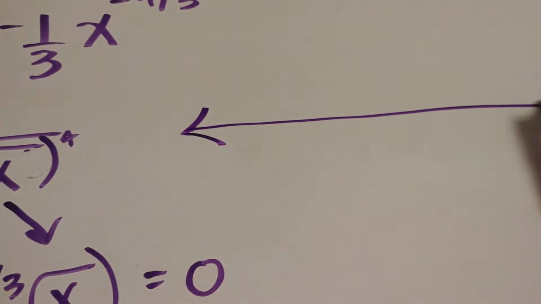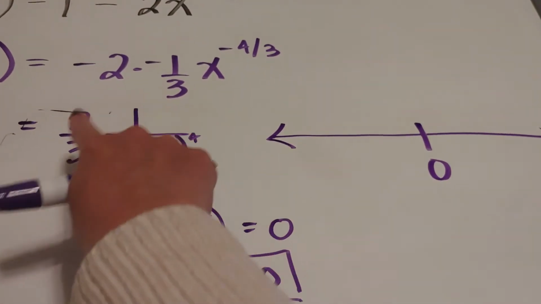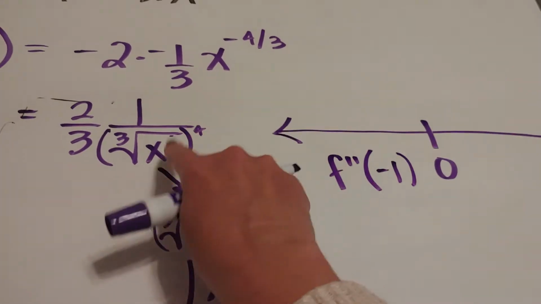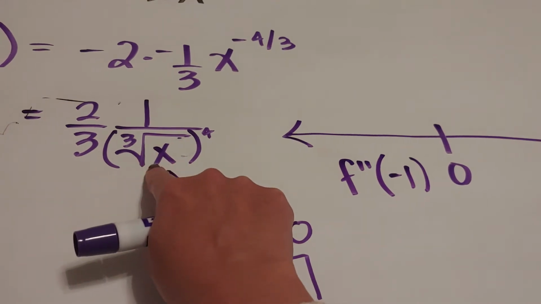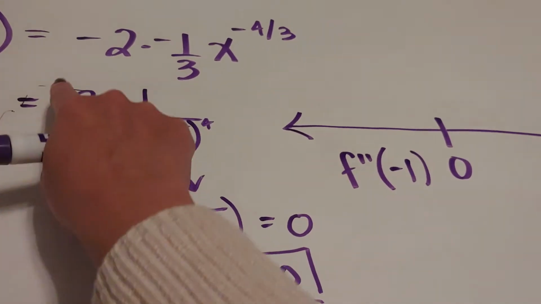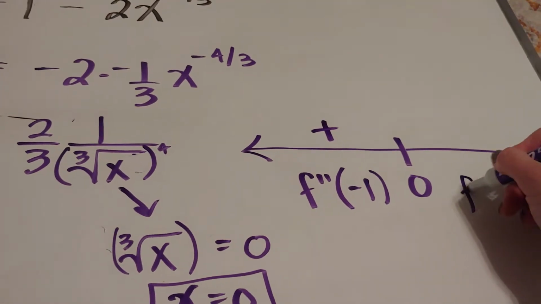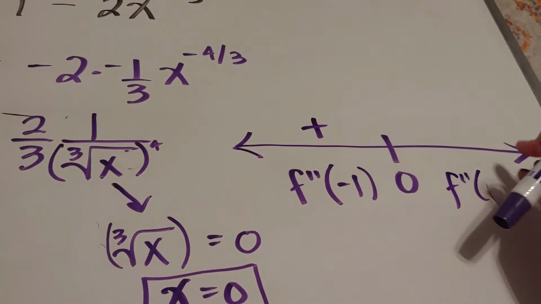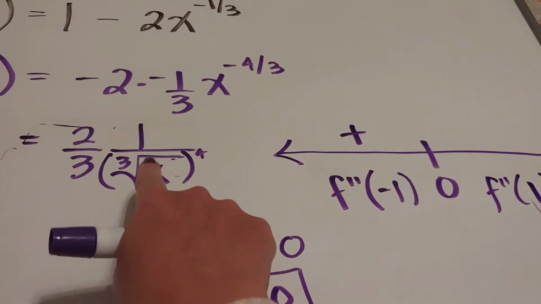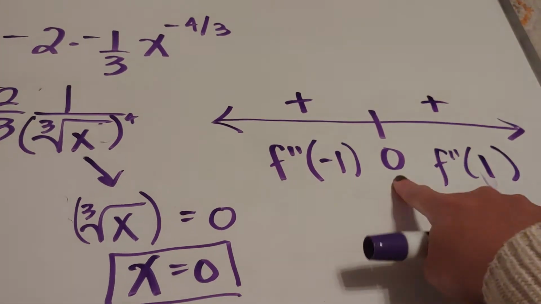So when I do my chart, and I'm looking at 0, this is the version I'm going to plug into. So I'm going to go f double prime of, we'll just do -1. When I plug in a -1, the cube root of -1 is -1, but to the 4th power it's positive. Times a +2/3, this is positive. Okay, let's do it over here. F double prime of 1. If I plug in 1, the cube root of 1 is 1. 1 to the 4th is 1 times 2/3. I'm still positive. So it turns out that this is not an inflection point.